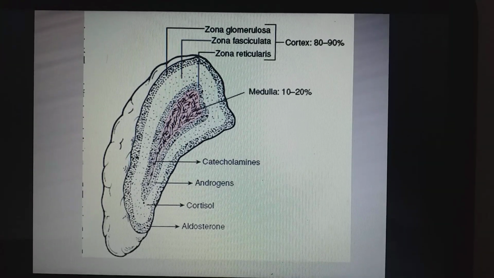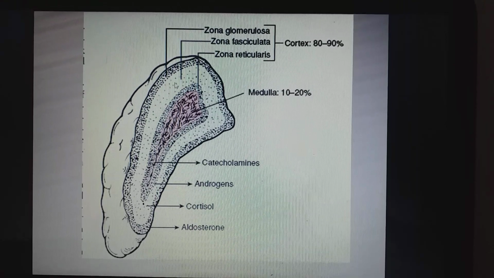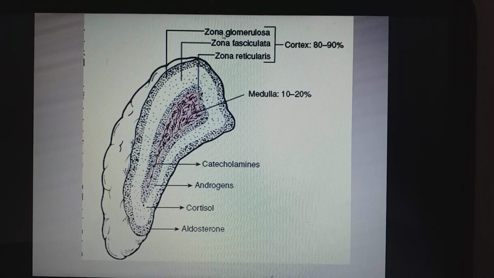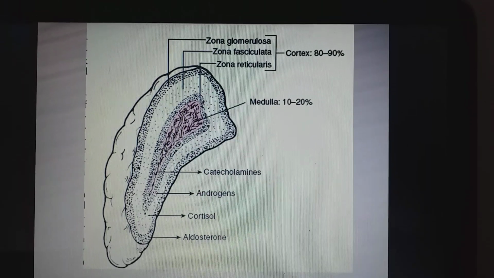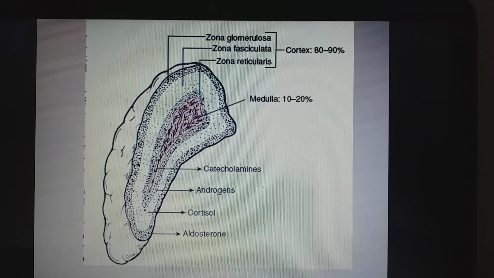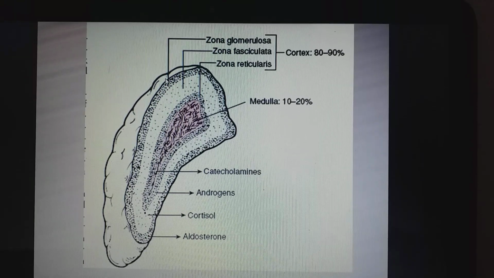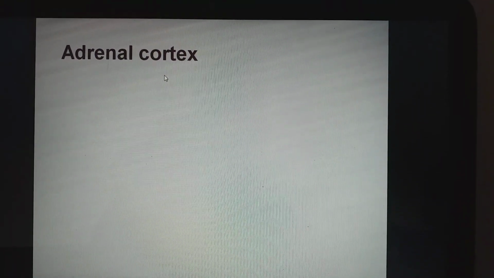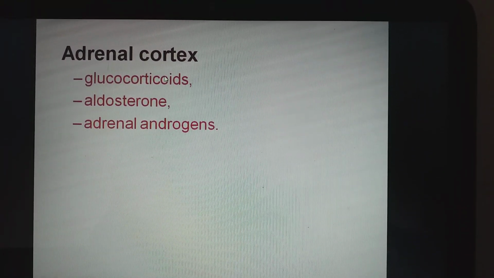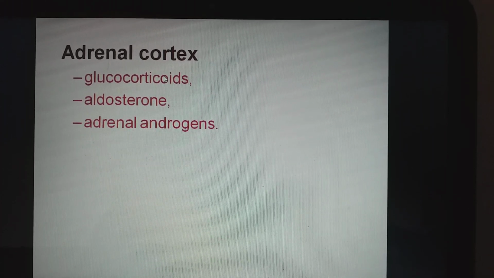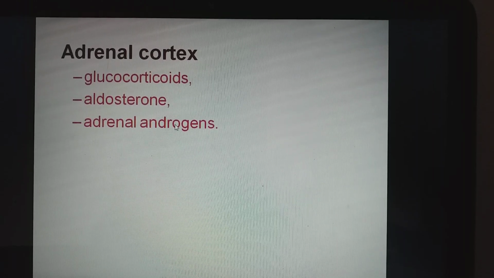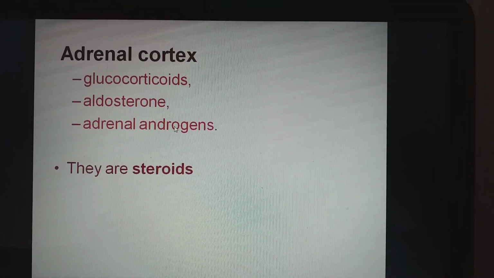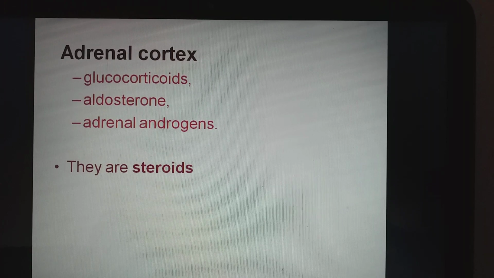So this is a cross section of the adrenal gland. You can see the outer cortex. The cortex has three layers: zona glomerulosa, zona fasciculata and zona reticularis, and then the inner medulla. So the adrenal cortex secretes three types of hormone: glucocorticoids, mineralocorticoids, that is aldosterone, and the adrenal androgens. All these hormones are steroid hormones, remember that.